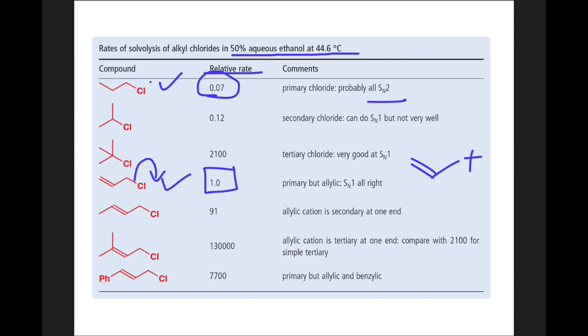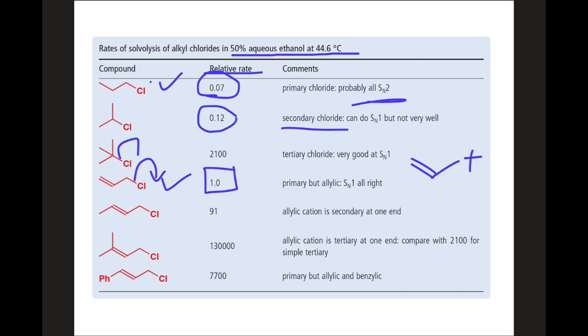So it is a simple SN2 reaction and not SN1. All right, so it is slower. What about the next? It is a secondary alkyl chloride. So secondary chloride can do SN1 but mostly SN2, and that's why very slow.